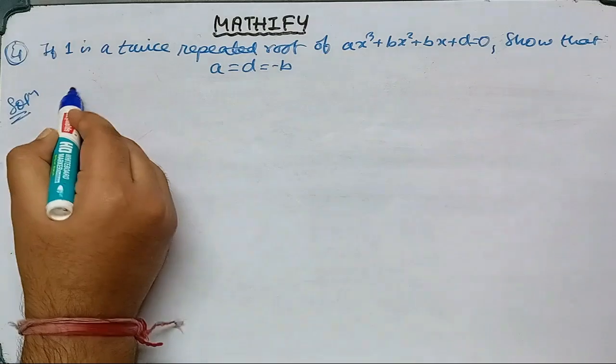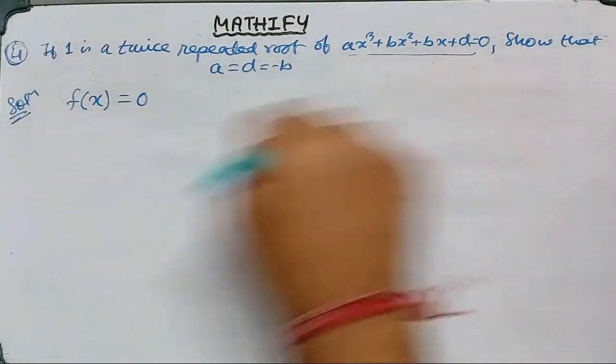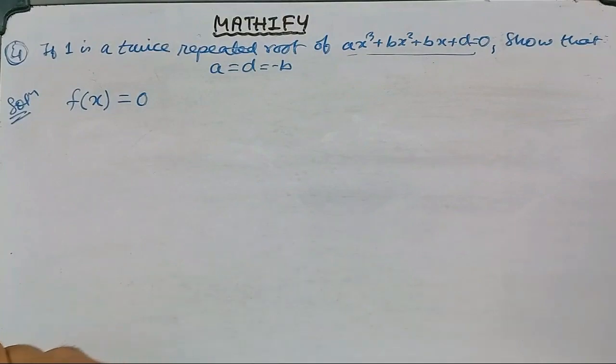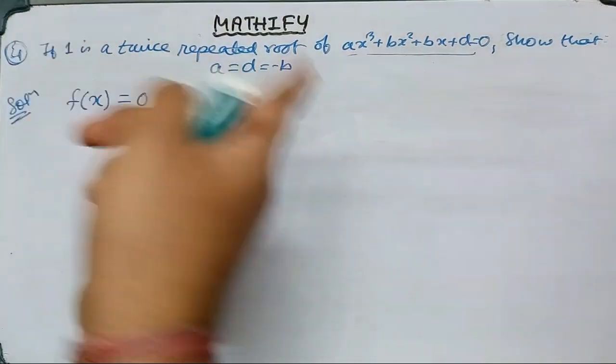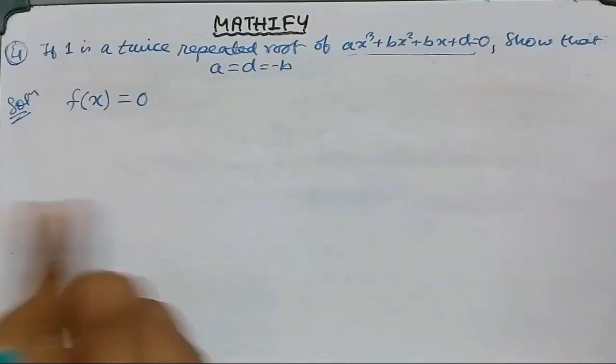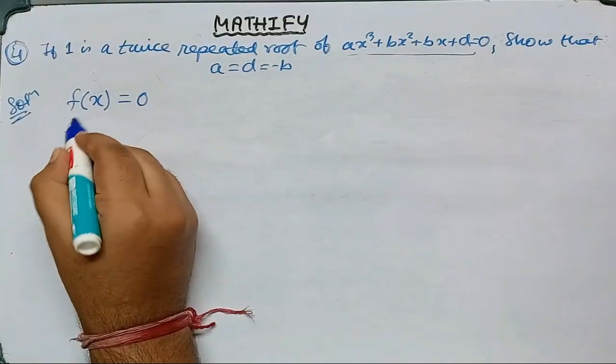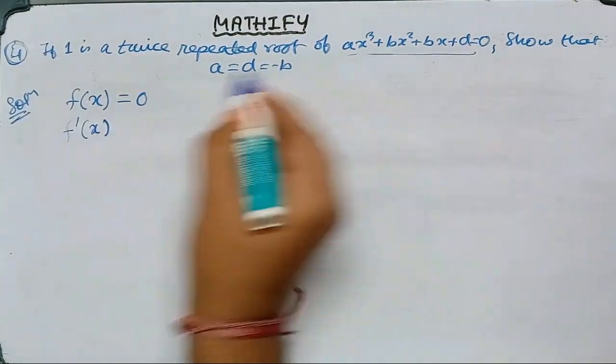Okay, so the given equation, I will denote it by f of x is equal to 0, let's say, and f of x is this long expression. So what I will do is, 1 is a twice repeated root. Okay, so 1 is repeated 2 times. So in its derivative equation, 1 will be repeated 2 minus 1, which is 1 time. Okay, so let me find the derivative equation of this first.